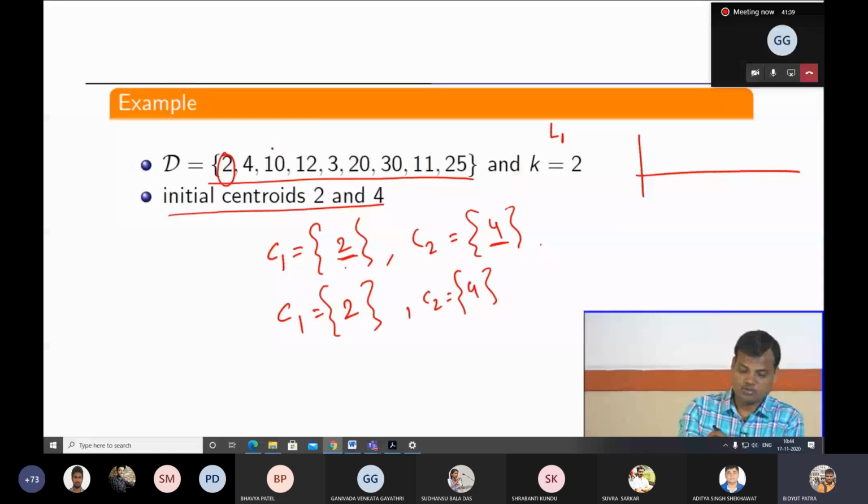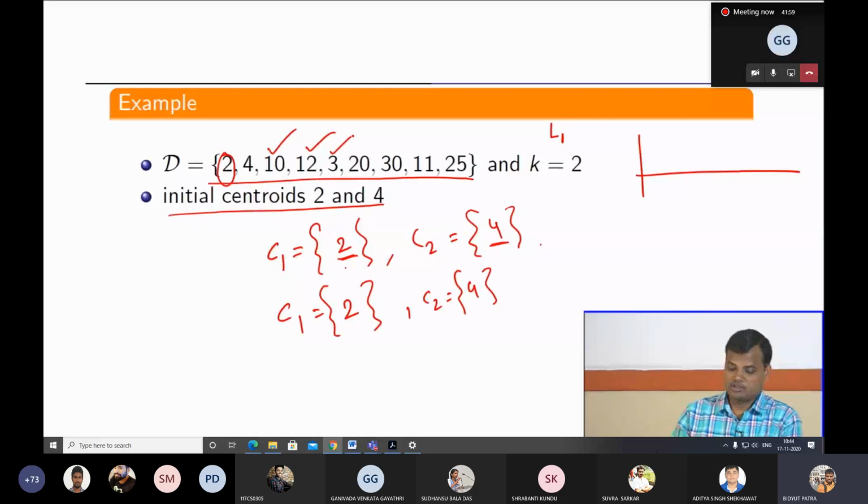Next, you go to the point 10. So 10 will be closer to 2 or closer to 4? Obviously it will be closer to 4. So 10 will be assigned to the second cluster. Similarly, 12 will be assigned to the second cluster.